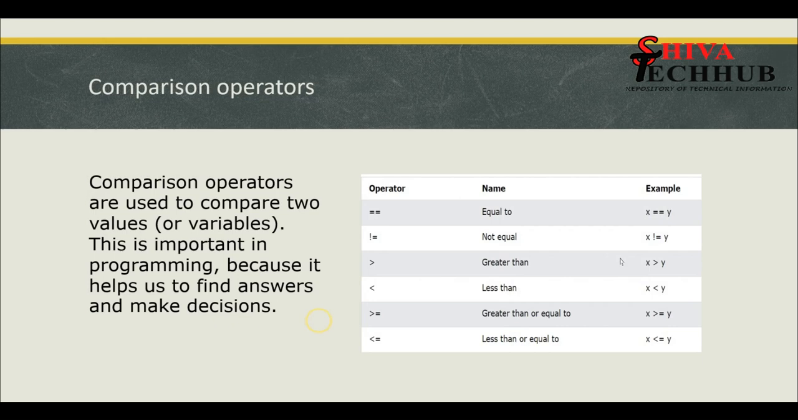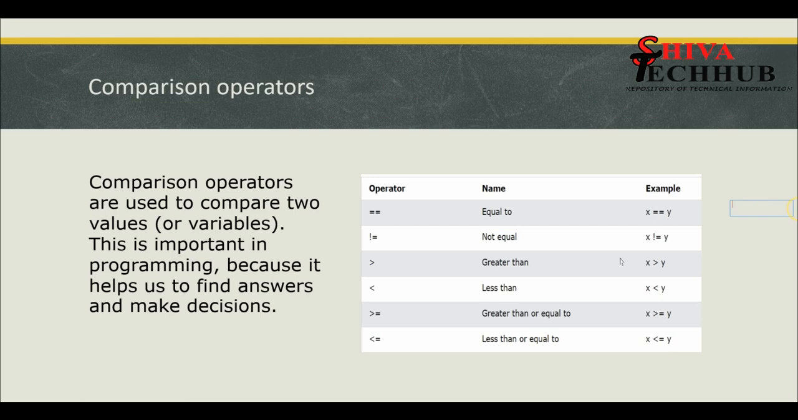Next we'll be looking into comparison operators. Basically, a comparison operator, as the name itself indicates, is used to compare two variables or two values. The first comparison operator is double equal to, which stands for x equal to y. It is not an assignment operator, but a comparison operator. Let me write it down.